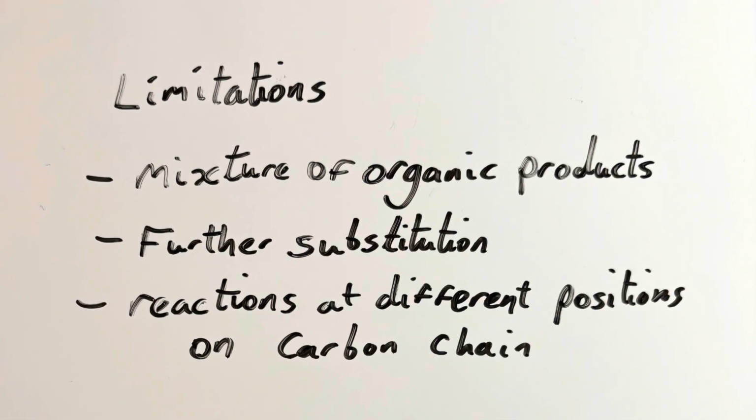As you saw, there are many limitations. You can generate a mixture of organic products. There can be further substitution, so that's when your chloroalkane goes through the process again to become a dichloroalkane, and then possibly a trichloro, tetrachloro, etc. And also you have the risk of creating isomers. We just say reactions at different positions on the carbon chain because it sounds nicer.